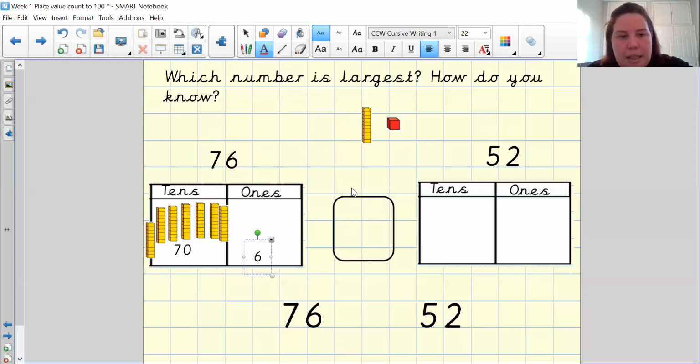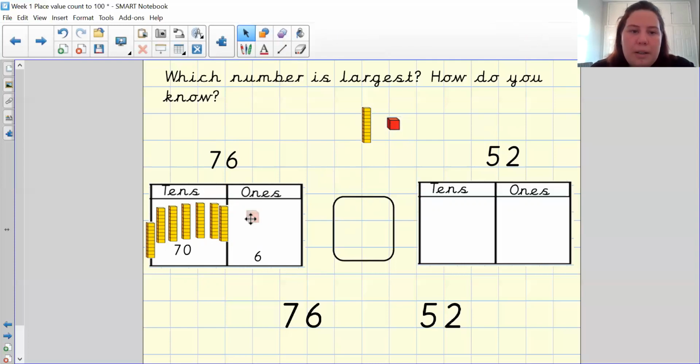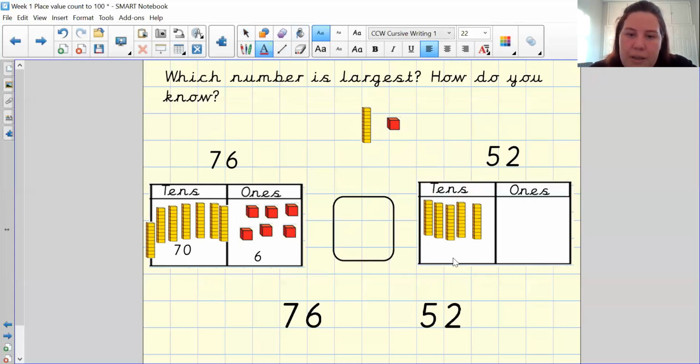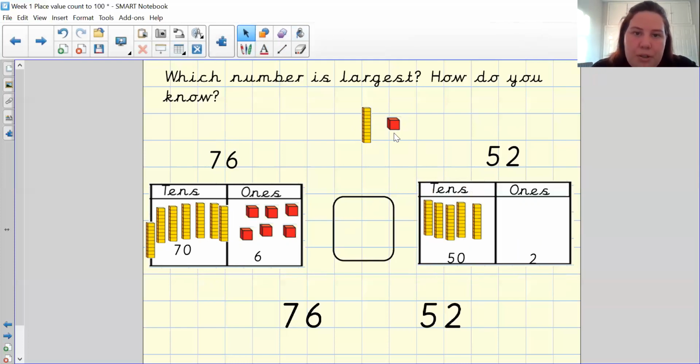So I'm going to put my 6 underneath, and then I'm going to move my 6 ones in. 1, 2, 3, 4, 5, 6. And I'm going to do the same with this side. So how many tens? I have 5. 1, 2, 3, 4, 5. Well, that equals 50. And then I have my 2 ones that I need to add in as well. So let's move my 2 ones.